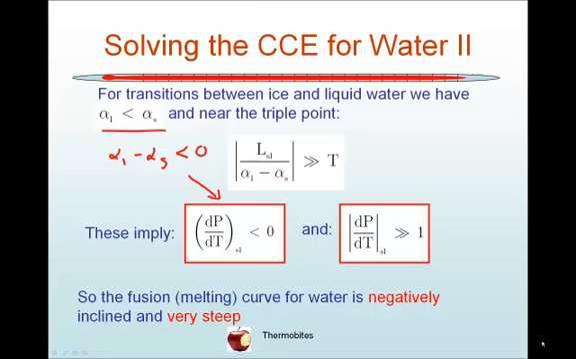And what does this mean? It means that dP/dT, its magnitude is very much greater than 1, so the line is very steep. And because the specific volume of the solid is greater than that of the liquid, the denominator is negative, and so dP/dT is less than 0. So the fusion, that is the melting curve for water, is negatively inclined, and it's very steep. And we'll see that in another video.